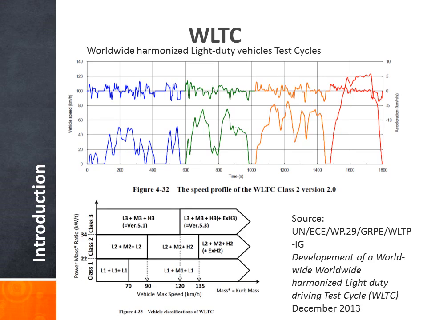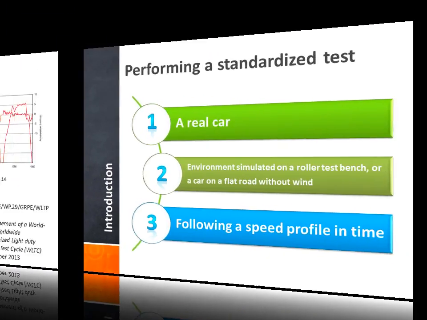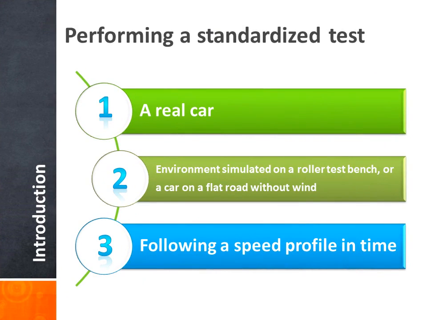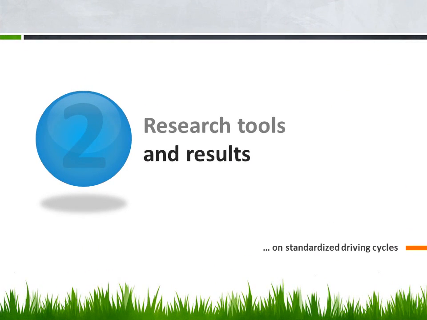The whole profile is composed of 1,800 points, one at each second of a test, and it is much more fluent. A typical standardized test is performed by a real car with the environment simulated on a roller test bench, commonly known as a dyno, or on a flat road without wind. A standardized drive cycle is to be followed either by a driver or by an appliance substituting a human.